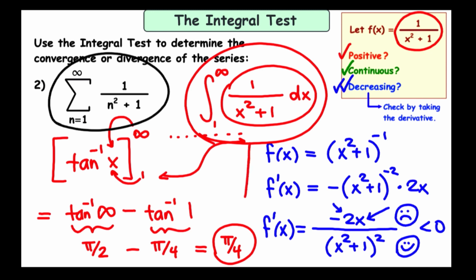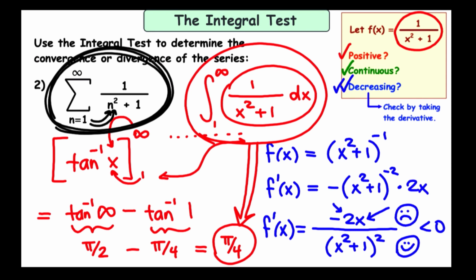This integral converged to pi over 4. You really think that this over here is going to add up to pi over 4? I mean, I'm plugging in a 1 and a 2 and a 3. I'm not plugging pi's in. How am I ever going to get pi over 4 out of that? I'm not. That's why I don't have an equal sign in the middle. They're not equal to each other. They just behave the same way. So the series converges by the integral test.